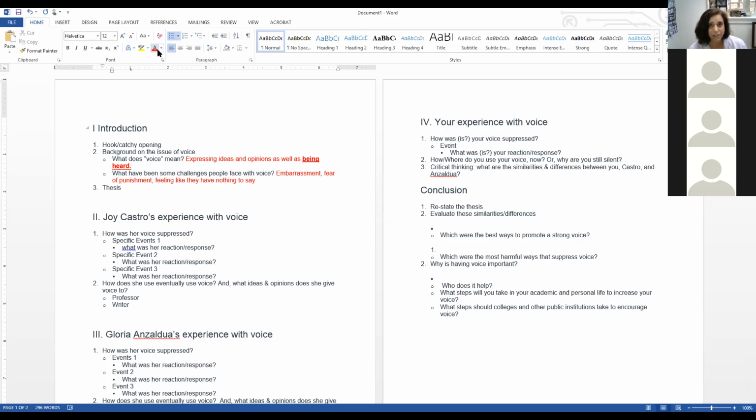All of these came out in the stories we read. For example, Joy Castro felt she had nothing to say in the conversation about Stephen Greenblatt. She felt all the other students had better ideas than her. Fear of punishment. Gloria Anzaldúa, we see her getting slapped on the hand with a ruler for what was assumed as speaking back to the teacher. Being embarrassed of your accent. So all of these could be different ideas you can put in that introduction.